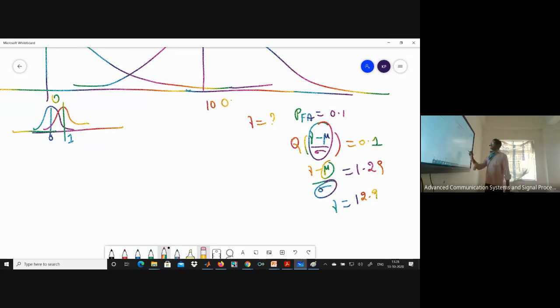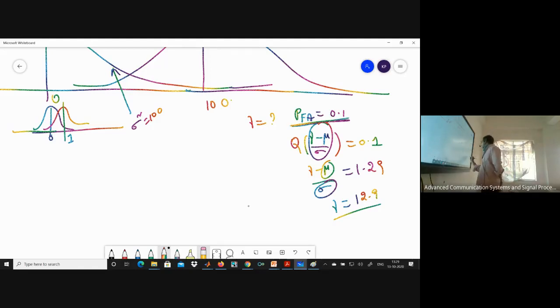Here sigma square is 100. The variance is 100 for this curve. Sigma square is equal to 100 and hence sigma is 10. So you will have gamma equal to 12.9. When gamma is equal to 12.9, you are going to have the probability of false alarm as 0.1.